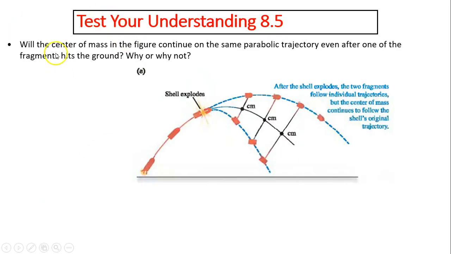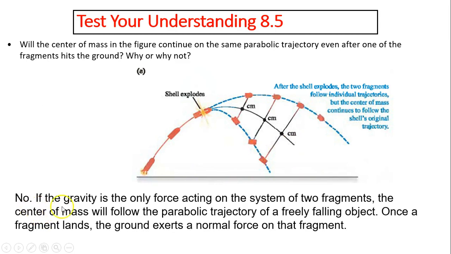Let's take a look at check your understanding. Will the center of the mass in the figure continue on the same parabolic trajectory even after one of the fragments hits the ground? Why or why not? So suppose this one hits the ground. What happens? Is this still a parabolic trajectory? The answer is no. Why is that?